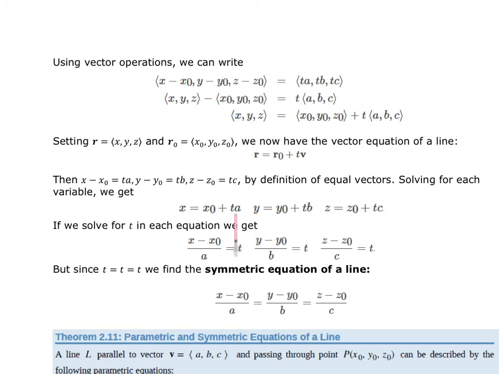If we solve for t in each one of these equations, we get x minus x naught over a, y minus y naught over b, and z minus z naught over c, and each one of these equal t, but t is equal to t all day long. So the symmetric equation of a line is x minus x naught over a, y minus y naught over b, and z minus z naught over c.